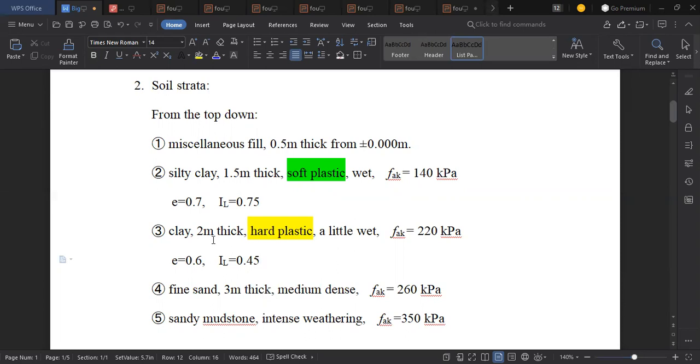So now that you've chosen that, layer 3 is going to be the bearing stratum. Now you decide what your embedded depth is. It has to end in the third layer. The distance from the top: we have 0.5 here, then after that we have 1.5. So the total distance from the surface to the bottom of the second layer is about 2 meters. So your embedded depth has to be more than 2 meters.